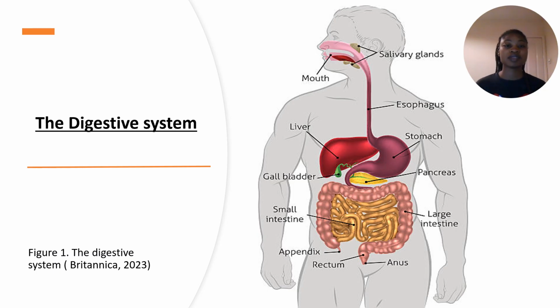The digestive system comprises the gastrointestinal tract, which is also known as the alimentary canal, and contains the oral cavity, pharynx, esophagus, stomach, small intestine, large intestine, and rectum, as well as other auxiliary organs such as the salivary glands, liver, gallbladder, and pancreas.